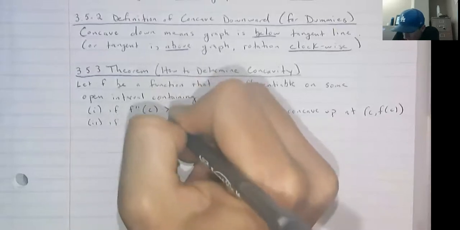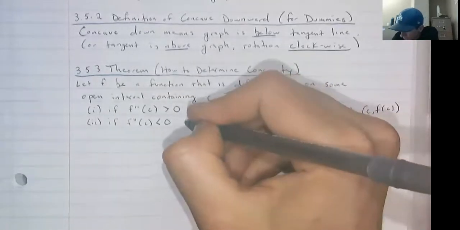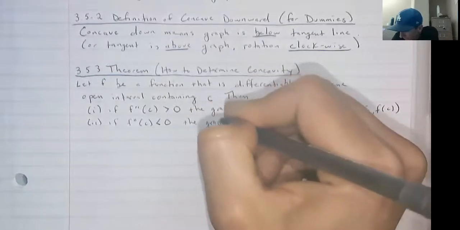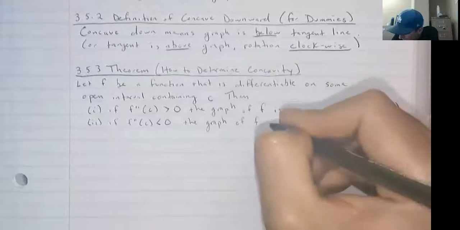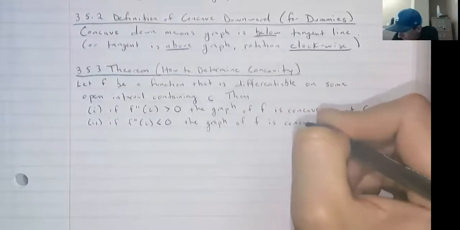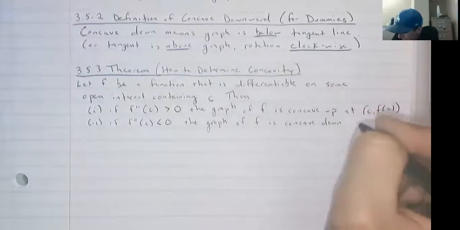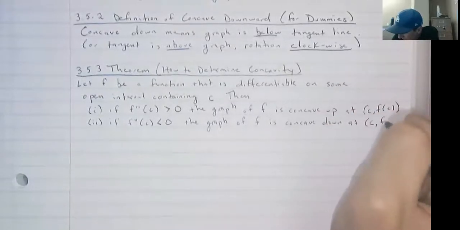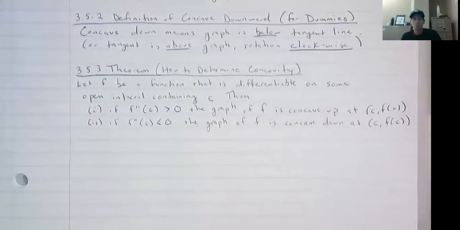And segundo, if f double prime of c is negative, less than 0, the graph of f is concave down at c, f of c. Pretty cool. The second derivative gives us the means to determine the concavity of a function at a given point or on an interval, which is just fabulous. Okay. Maybe it's not fabulous to you, but it's pretty fabulous to me.